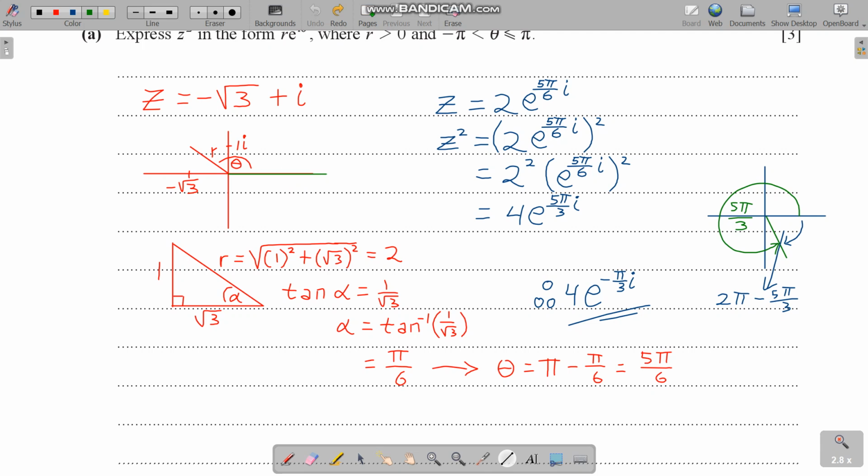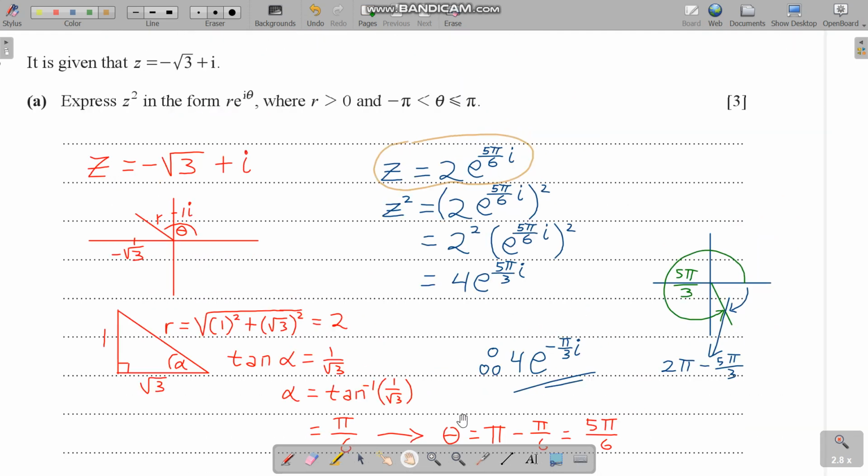The argument is supposed to be from the positive real axis, so from here we go in the anti-clockwise direction, so that's a positive angle. One straight line is 180 degrees or pi radians, so it is pi minus alpha, and we get the theta. So again, this is the theta and this is the r. Alright, so we have z in exponential form.